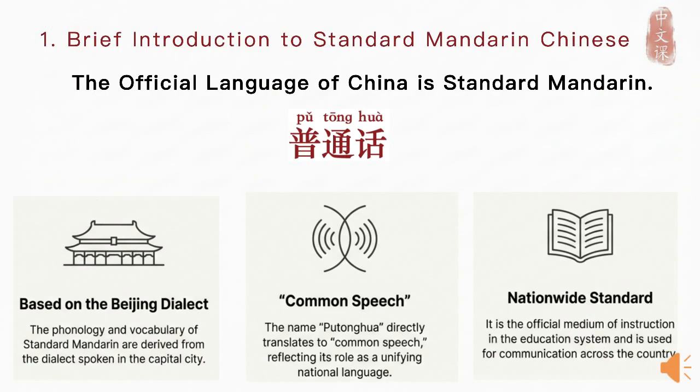China is home to many ethnic groups, each with its own distinct languages and dialects. To facilitate nationwide communication, Standard Mandarin Chinese, known as Putonghua, was established and standardized in the 1950s as the country's official language. Primarily based on the Beijing dialect, it is often referred to as common speech. Today, Putonghua is the form of Chinese taught in schools and used widely across the nation.